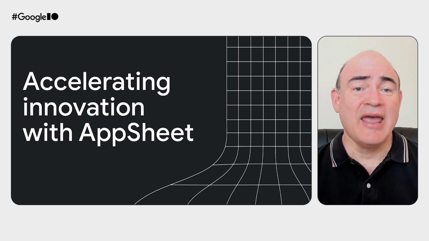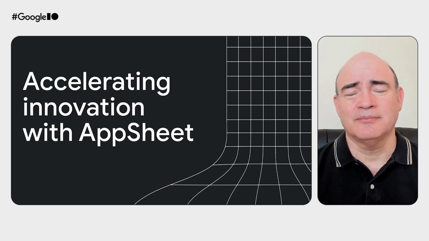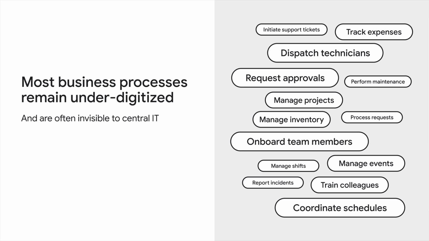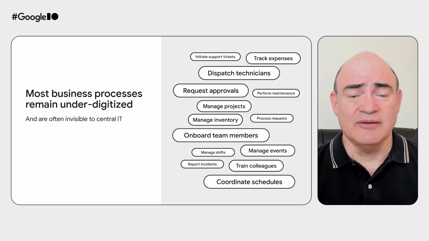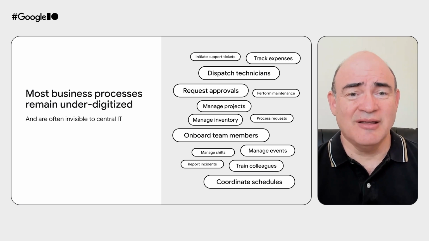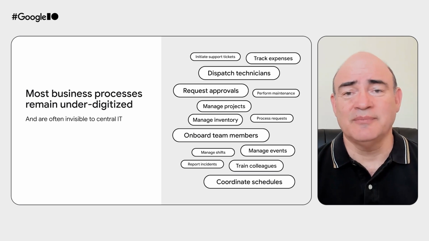Before getting into the AI portion of this talk, let's take a moment to review what AppSheet is and what are its value propositions. The reality is that most business processes today remain under-digitized and are often invisible to central IT organizations. Being under-digitized means that businesses cannot operate efficiently, resulting in delays and cost overruns. Traditionally, the task of digitizing business processes required professional software development, which can be costly and tedious.